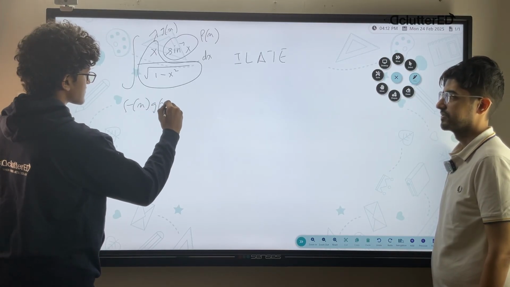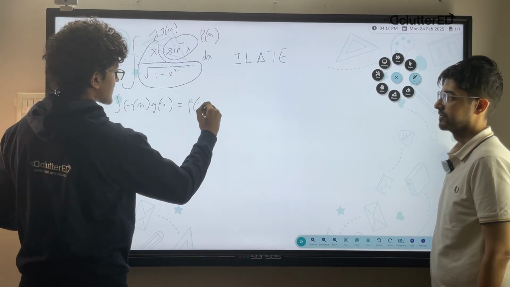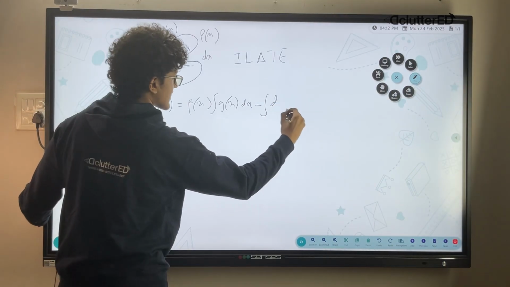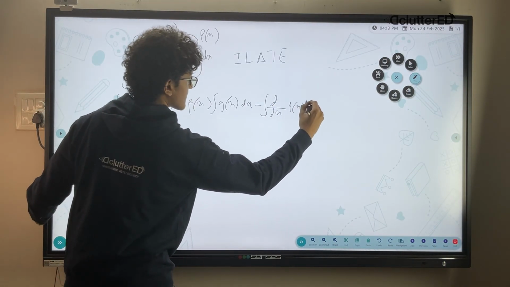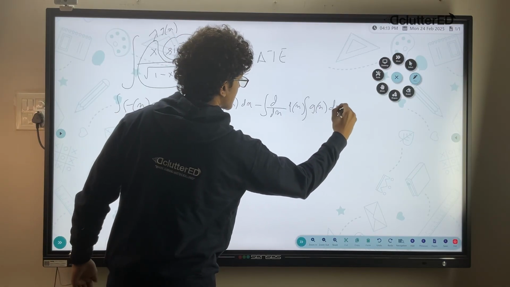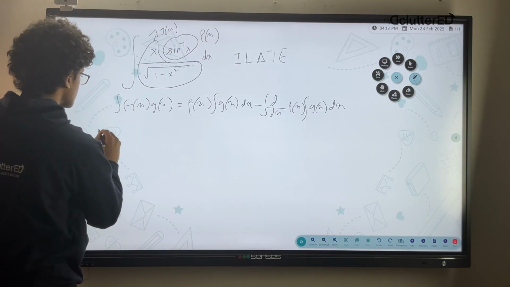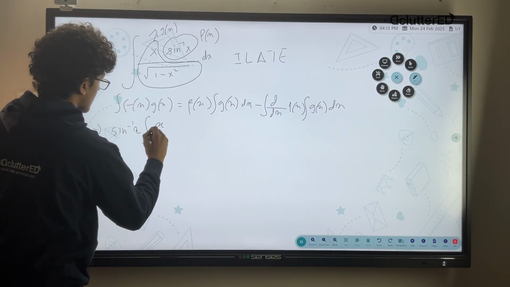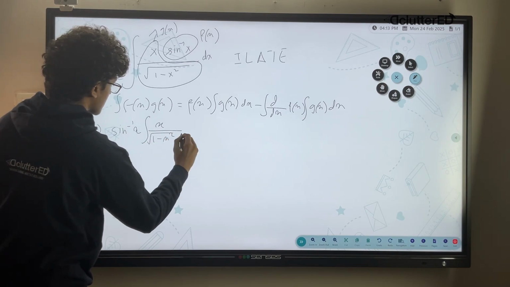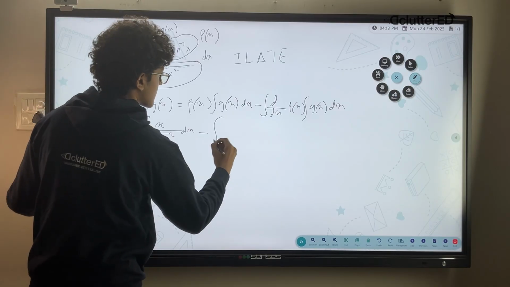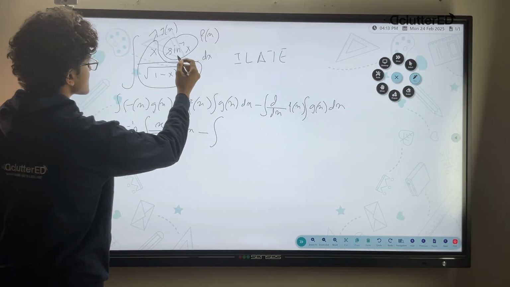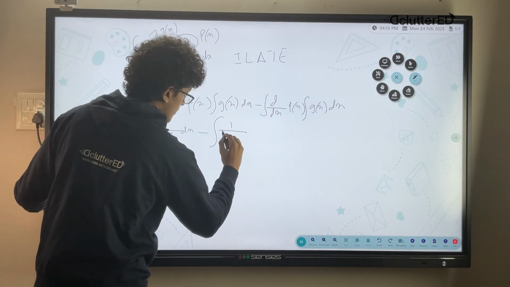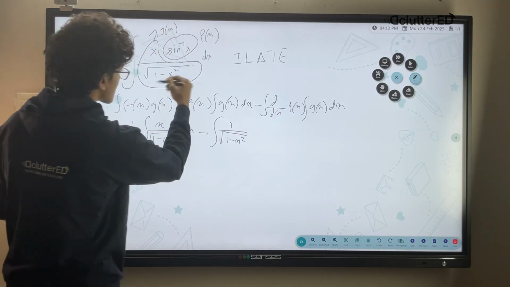So now we come to the actual solution itself. Our integration by parts is f of x integral g of x dx minus integral of the differential of f of x times the integral of g of x dx. So just simply substitute the values. f of x is sine inverse x, times integral of x by under root 1 minus x square dx, minus integral of d by dx of f of x. We know that the differential of sine inverse x is 1 by under root 1 minus x square, so the same term basically without the x.